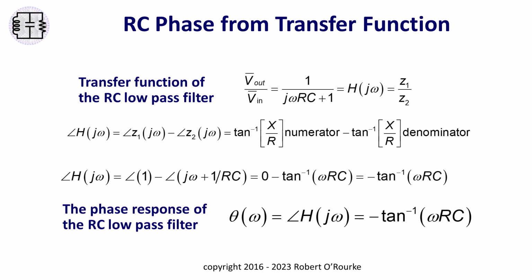To calculate the phase response of the RC low-pass filter, we start with complex numbers, where the angle of a quotient equals the angle of the numerator minus the angle of the denominator. The complex part x of this numerator is 0. Our phase response, theta of j omega, equals minus the arctangent of the quantity omega RC.